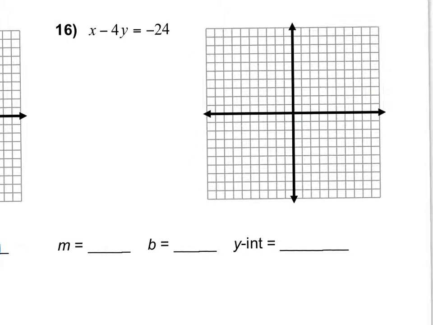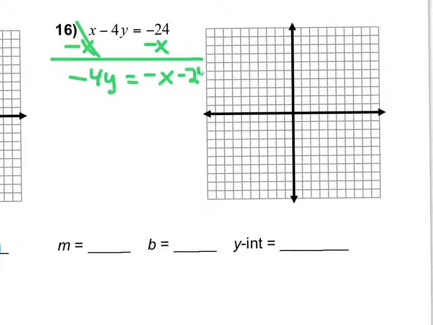Okay, last one. Write the problem down. x minus 4y equals -24. Solve for y, and then you know the drill. All right, so we subtract the x from both sides. And we get -4y equals -x minus 24. And then I have to divide everything by -4.